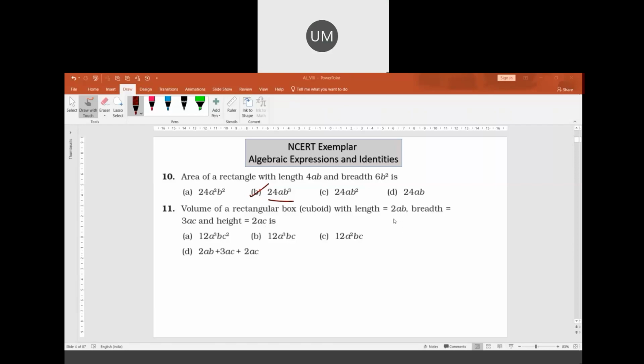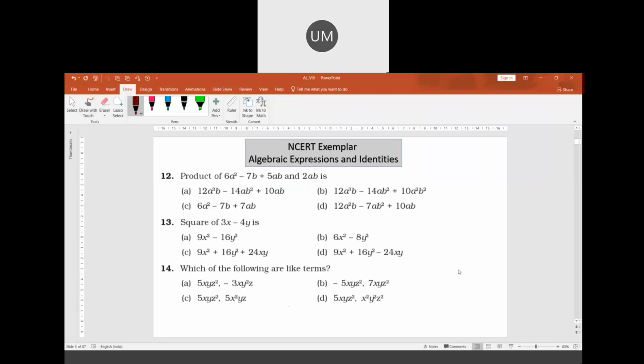When you multiply, 12 A cube B C square, option A. A is there in all the three terms. A cube, B once, and C square twice. Option number A. A is the correct answer. Very good.